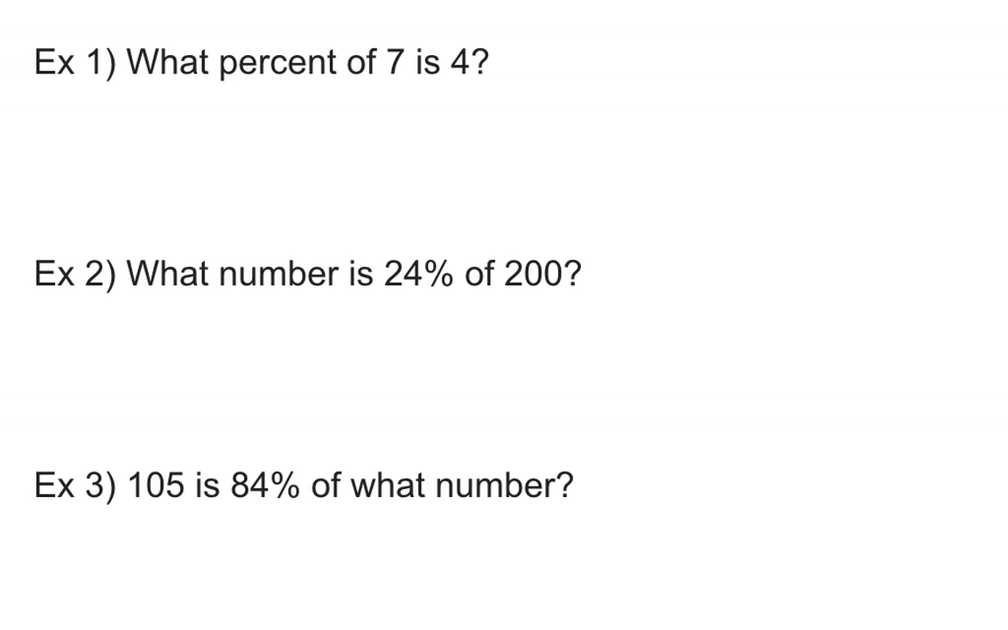So I'm going to flip really quick to the next slide. These are what our questions are going to look like. All right, they're going to be sentences, like example 1, what percent of 7 is 4? All right. 2, what number is 24% of 200? So we're trying to solve these questions that have percents in them. Okay, now I'm going to go back to our front page, percents and proportion.